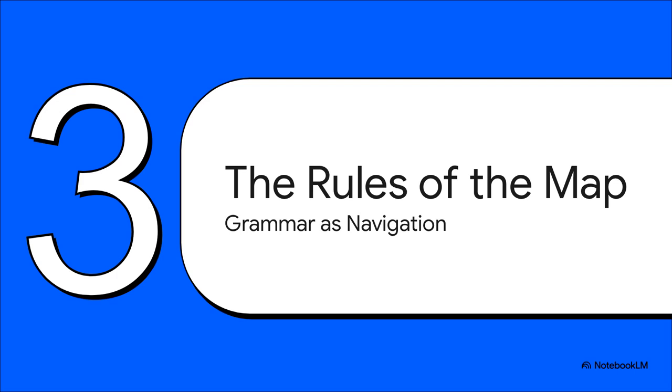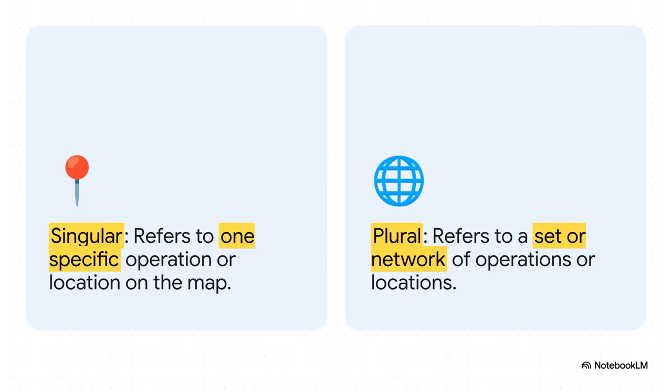Okay, so we have our map, two hemispheres, three junctions. But how do we navigate it? Well, this is where grammar comes in. The grammatical features of a text become our directional signals, our GPS. Let's start with grammatical number. It's pretty straightforward. In this system, singular is like dropping a pin on a single specific spot on our map. Plural, on the other hand, lights up a whole network of locations, multiple points getting activated all at once, maybe in one hemisphere or even across the entire map.